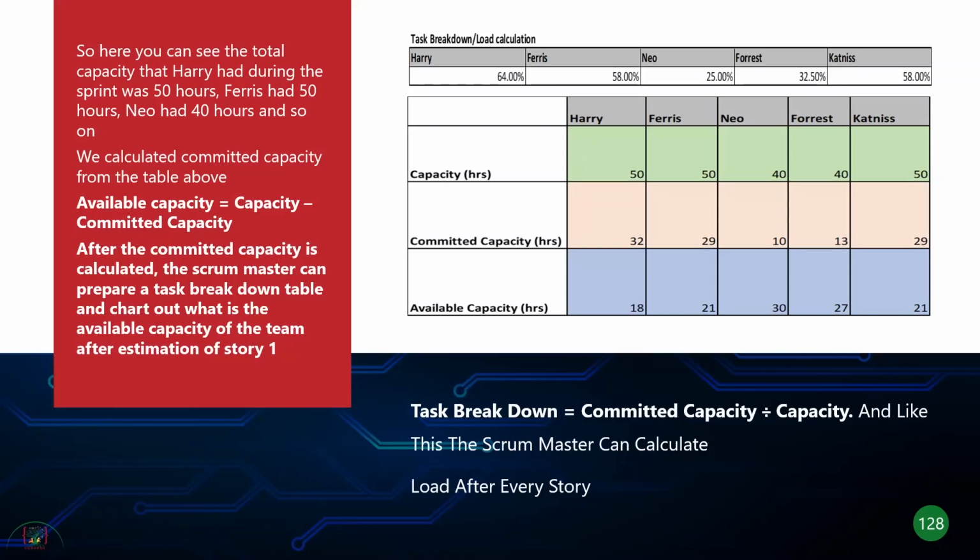And you can also find out the task breakdown in percentage. It's equal to the committed capacity divided by the actual capacity, and you can get that in percentage. So right now the task breakdown percentage is 64% for Harry, 58% for Ferris, and so on. Basically, this is how much they are already committed in the particular sprint. So you can do this after every story and find out how much available capacity each team member has, and accordingly you can allocate stories.